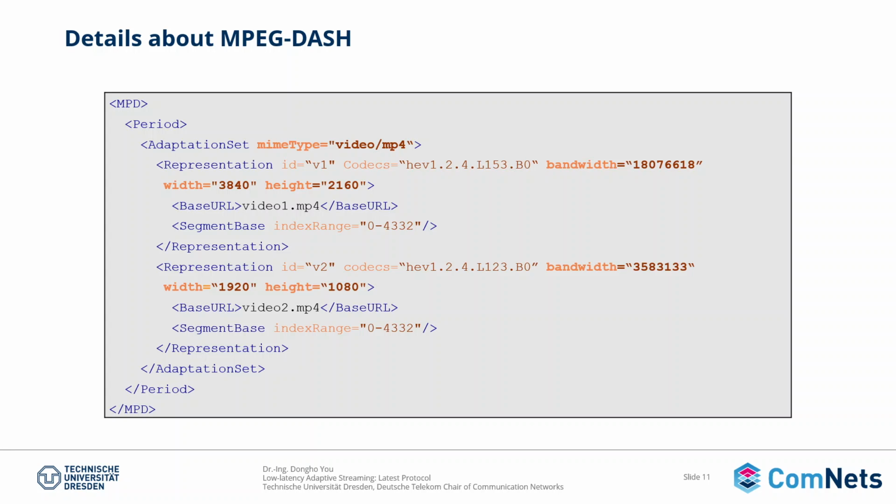The first one is for 2K resolution, and the other one is for Full HD resolution. In addition to this, bandwidth can also be defined like this. And this is the only difference from the previous example. I'll give you some seconds to have a look.